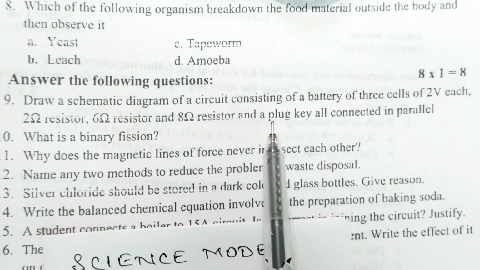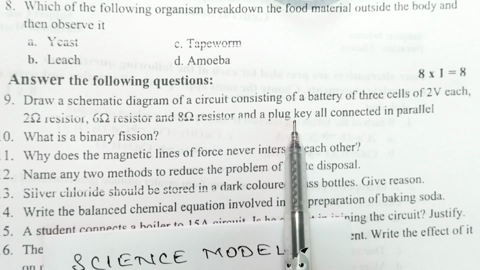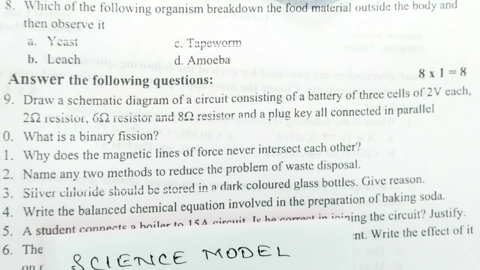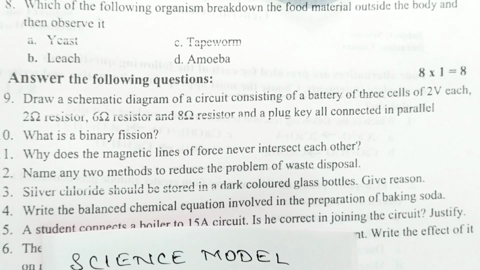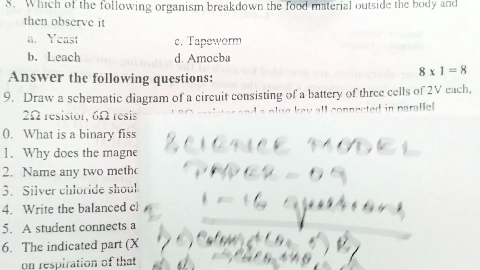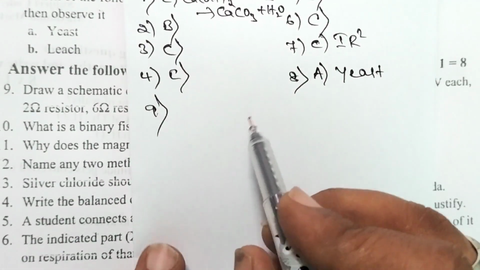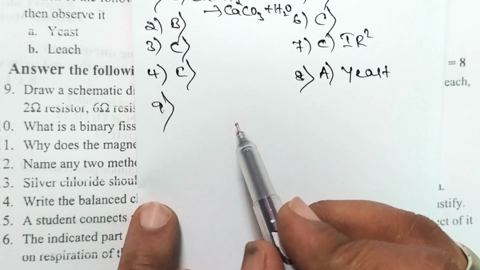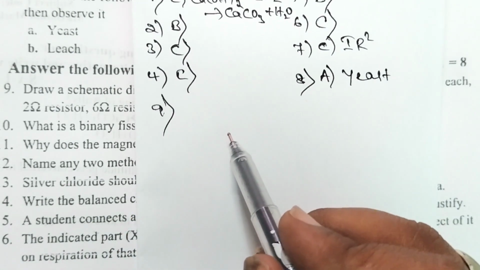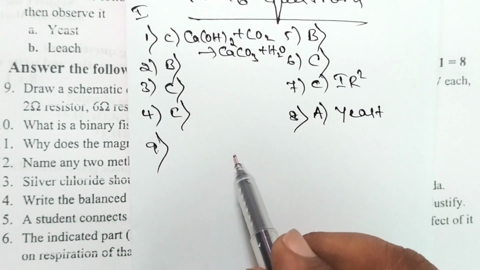So they are connected, and draw a plug key all connected in parallel. So now let us write the circuit diagram for this one. Circuit diagram na bareyona. Nanu illi rough agi baritini, you have to use the scale and pencil. So scale pencil na use maadbeku.